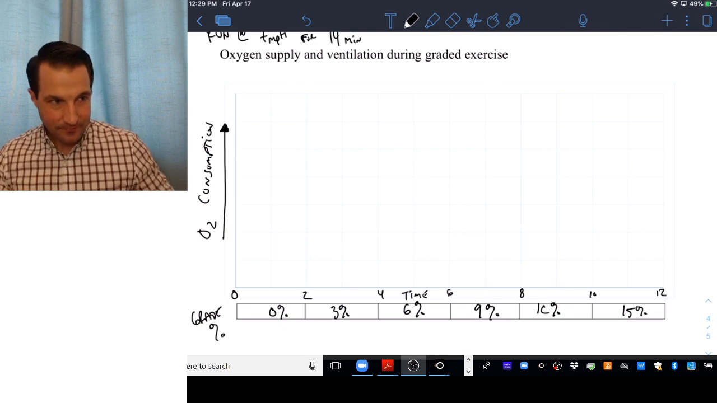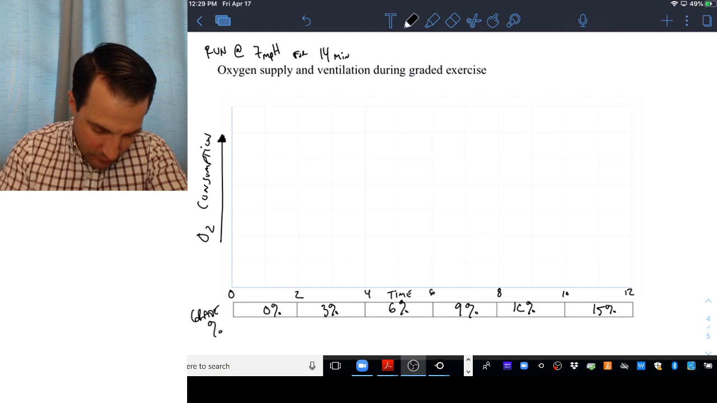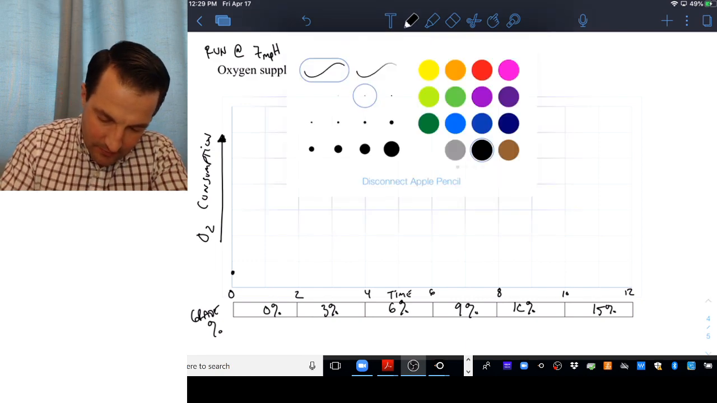All right? Now, as we start, so we are starting at the very, very beginning. Here we are. Let's make this a little bit thicker, and let's go. We'll do green, just to mix it up.